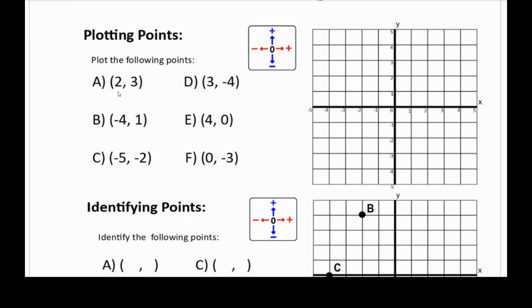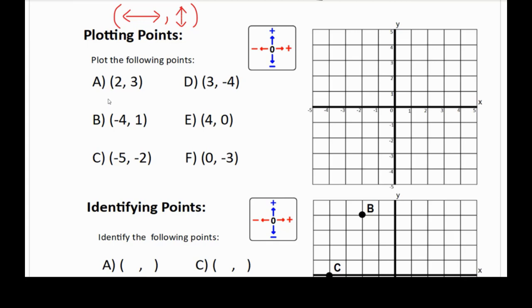When you plot a point, you always need to think of the first number represents x. So you're going to move from left to right. And the second number is your movement up or down. So please remember, the first number tells you if you go right or left, depending if it's positive or negative. And the second number tells you if you go up or down.